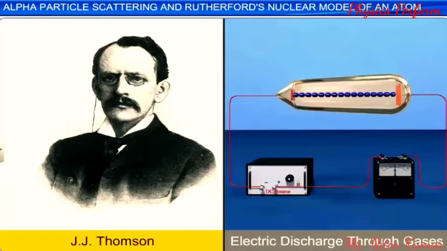J.J. Thomson's experiments with the discharge tube with different gases filled in it, one at a time, led to the conclusion that all the elements contain negatively charged particles, which were later called electrons.